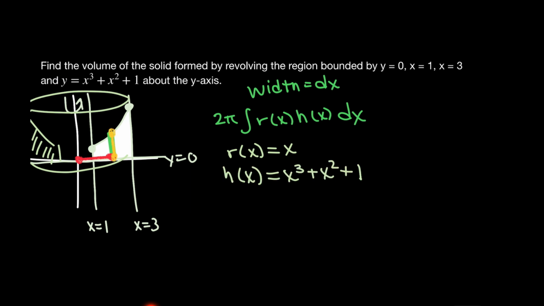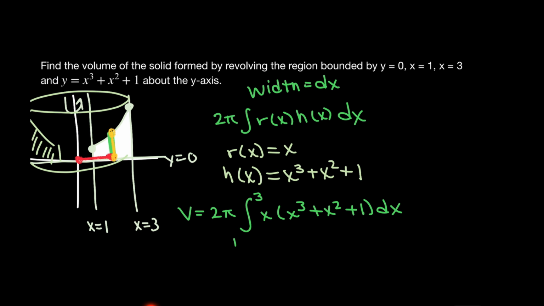The height of our cylinder, I've tried to draw that in yellow. The height of our cylinder is given by the y value on this polynomial. And the y value on this polynomial is x cubed plus x squared plus 1. So that would be the height of our cylinders.